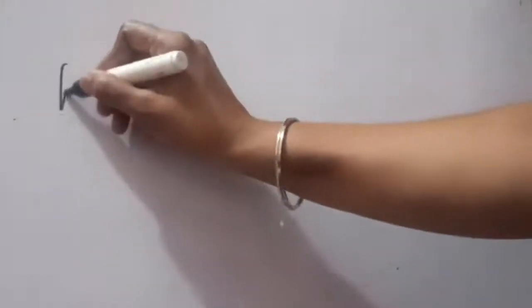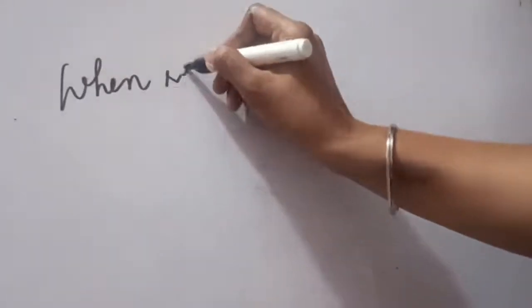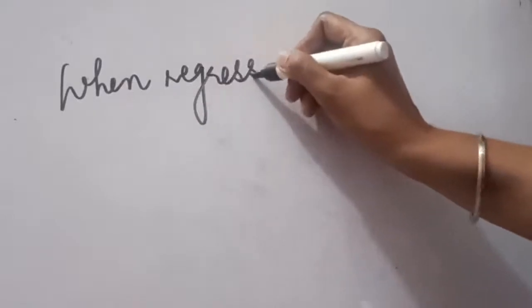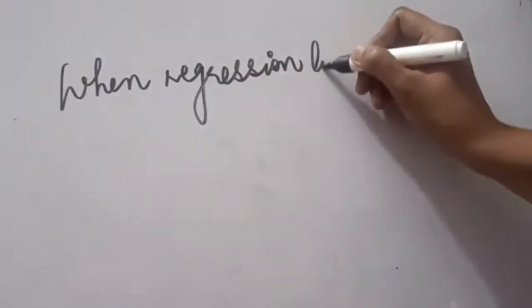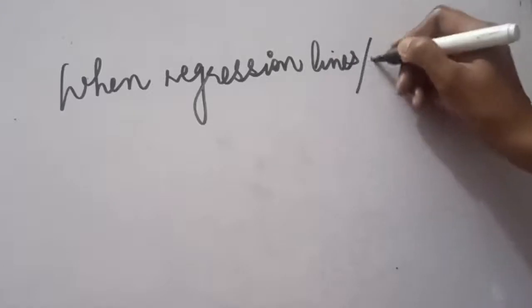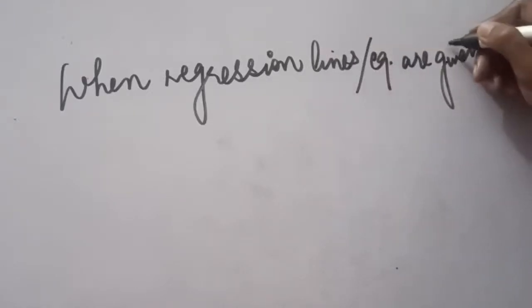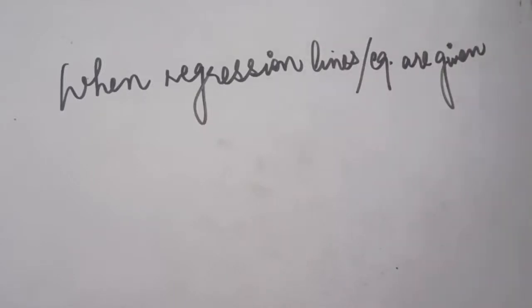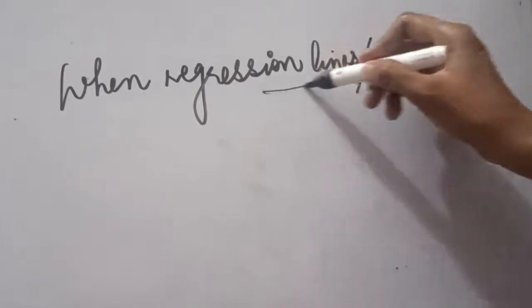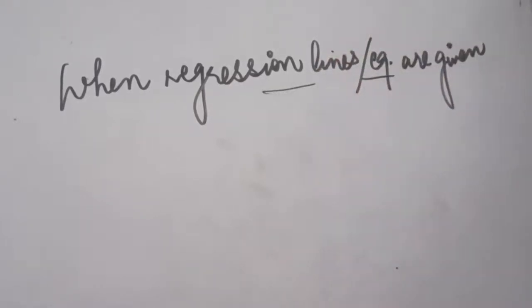Now there can be certain questions when you will be given the regression lines already. Till now you have seen that we calculate regression lines or regression equations. But there will be certain questions where you are given already calculated regression lines, and you may be told to calculate the mean values, or the standard deviations, and sometimes the regression coefficients from those lines. So how do we solve such questions?